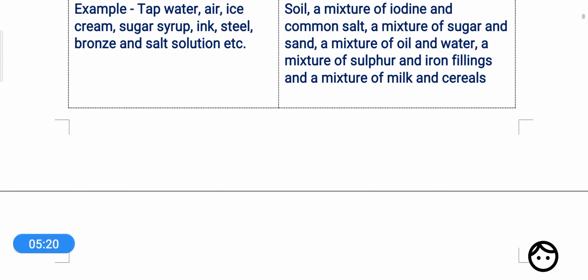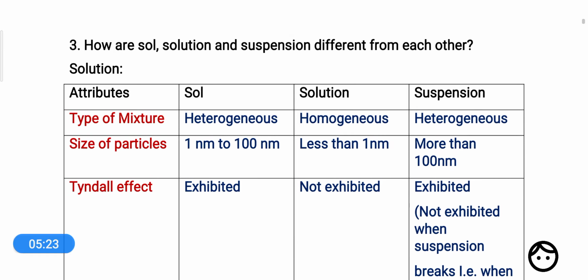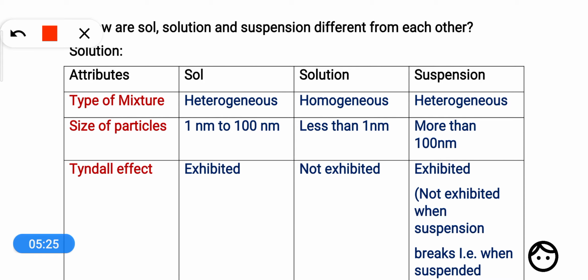Okay, now let's move on to the next question, question number 3. This is a very important question, right? And it may be asked in 5 marks also. So what is written? How are sol, solution and suspension different from each other? Dear students, you have studied that sol is a type of colloid, and you have also discussed solution and suspension, right? So we are going to differentiate them from each other on the basis of some attributes.